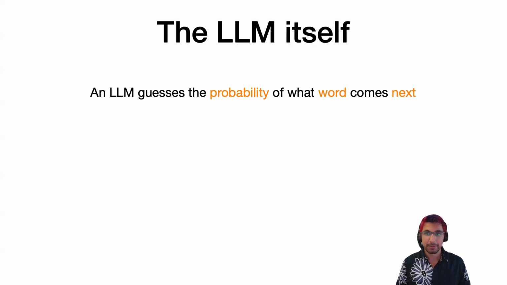Okay, so as a recap, a large language model, LLM, is just a way to guess the probability of what token comes next. And it's useful to keep this in mind when interacting with it to help you understand the ways in which it is and isn't like a human.